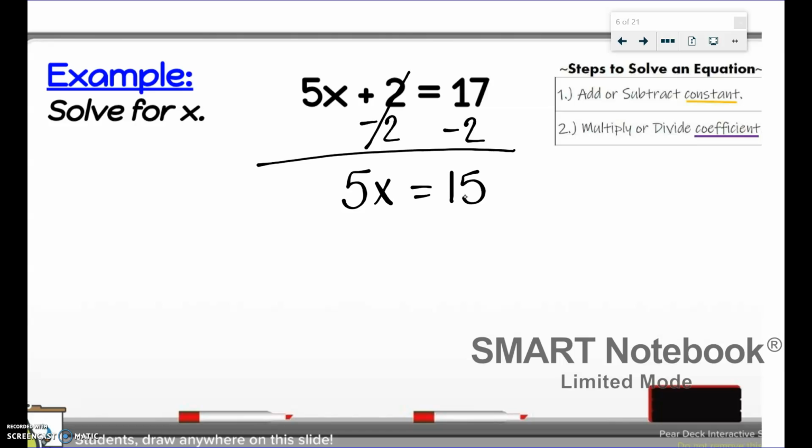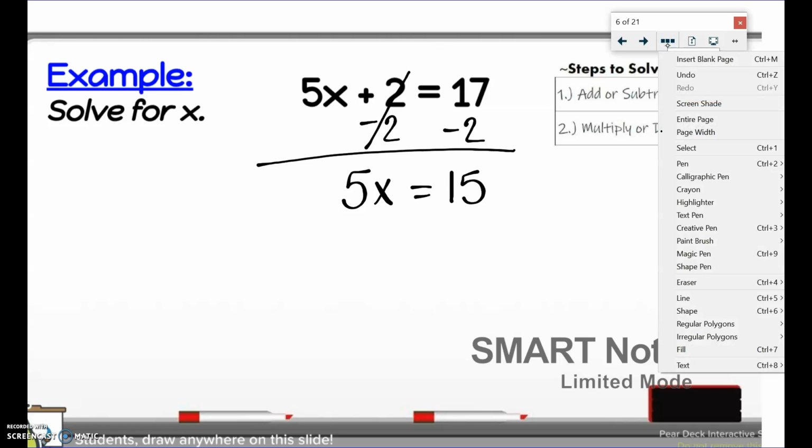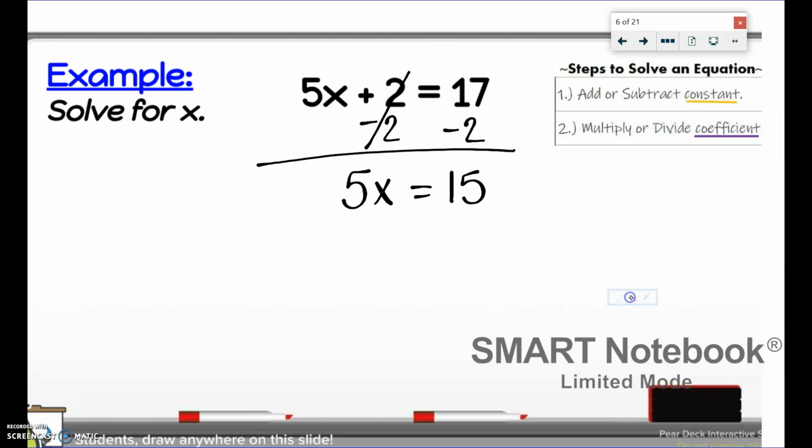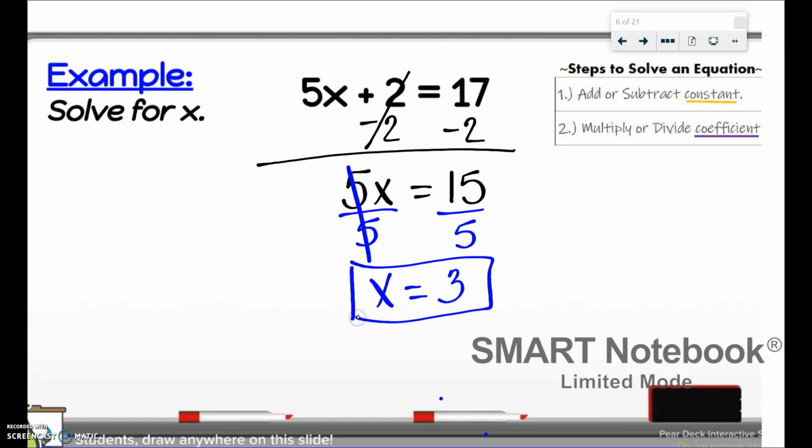Now, my next step is to then multiply or divide my coefficient. So since my coefficient is multiplying my variable, I'm going to do the opposite, which is to divide. So I'm going to divide on both sides. This cancels and leaves me with x. 15 divided by 5 is 3. So x is equal to 3.